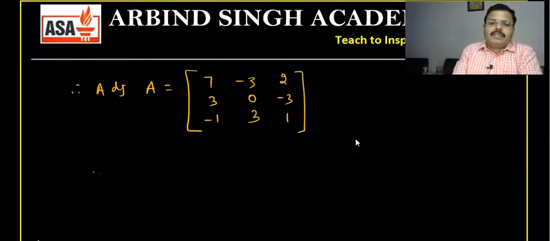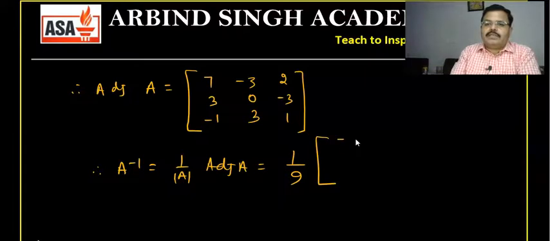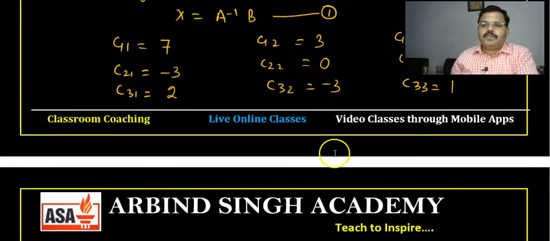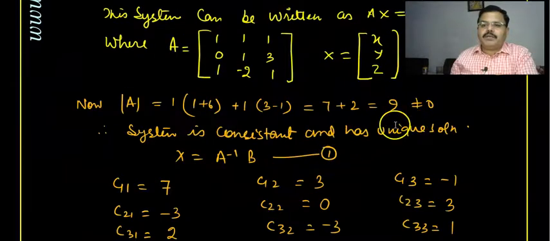Now, A inverse is equal to 1 upon determinant of A into adjoint of A. So that will be 1 upon 9 into this one, 7, minus 3, 2, 3, 0, minus 3, minus 1, 3, 1, and this is what will come. I say this is equation 2, right? Determinant is 9, which we have solved.